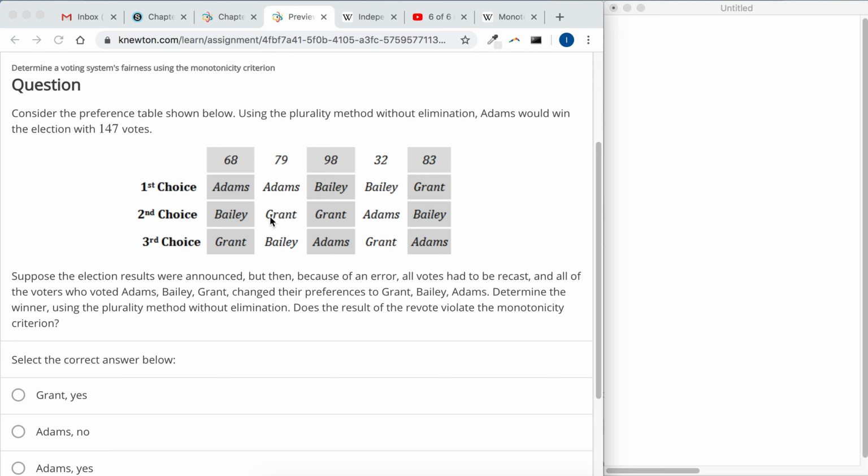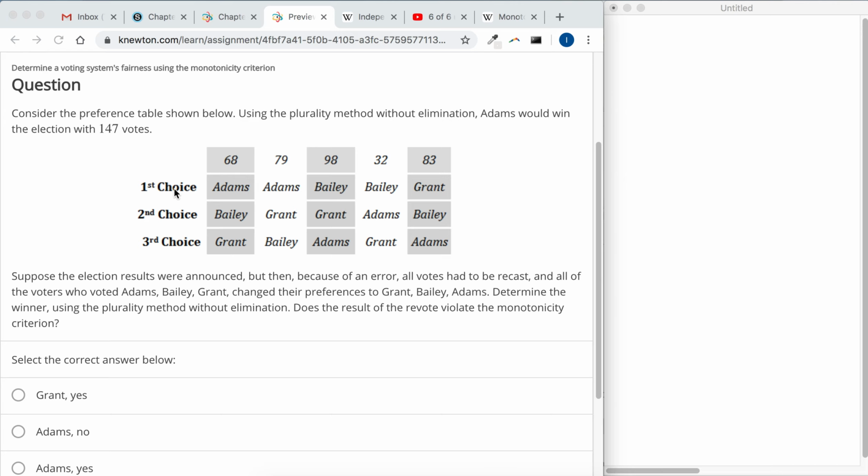But suppose the election results were announced, but then because of an error, all votes had to be recast, and all the voters who voted for Adams, Bailey, Grant changed their preferences to Grant, Bailey, Adams. So this first one, they changed it to Grant, Bailey, Adams. So Grant went up and Adams went down. Determine the winner using plurality method without elimination. Does the result of the revote violate the monotonicity criterion?